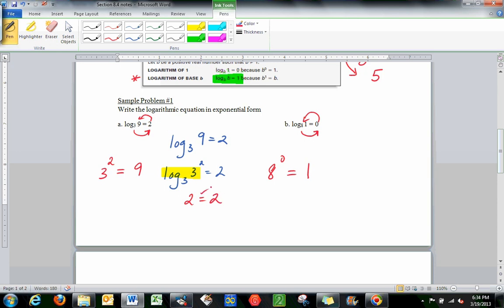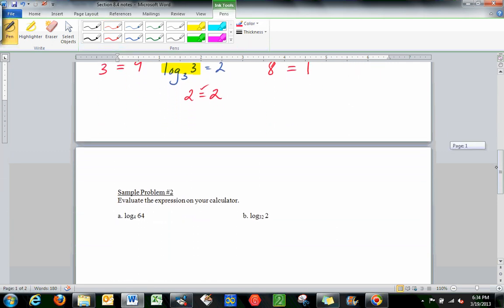So this is some very simple, straightforward uses of logarithm properties and rewriting logs and exponents. So let's take a look at the next sample problem.